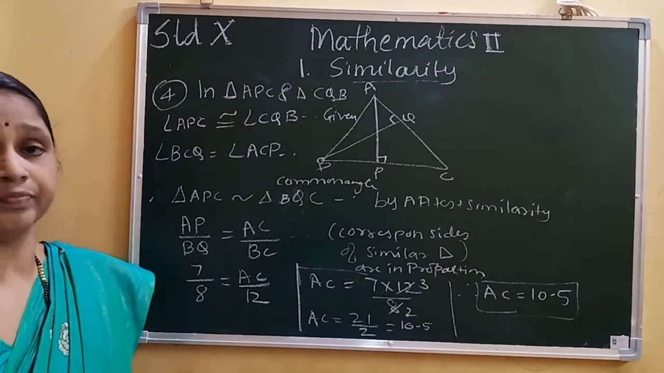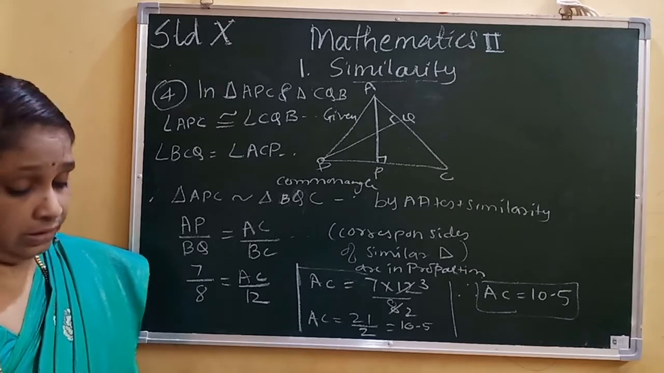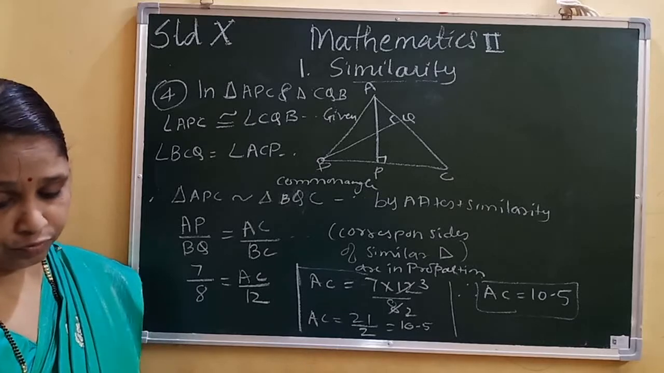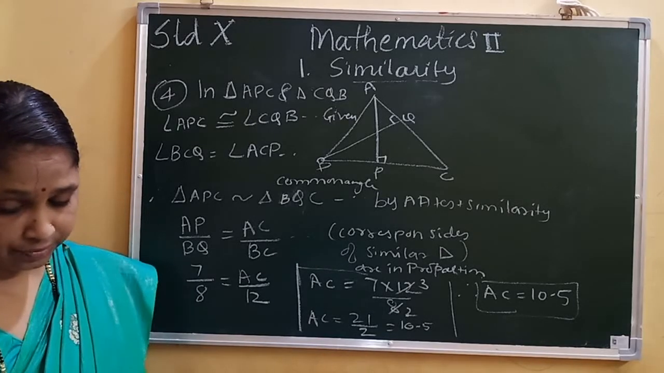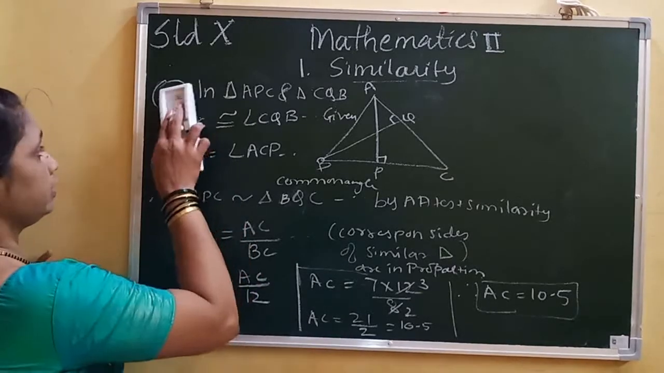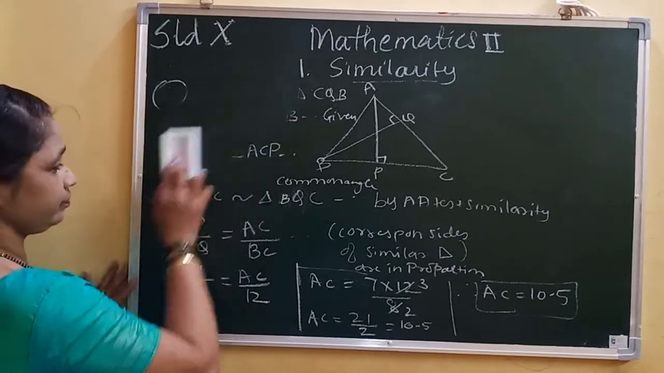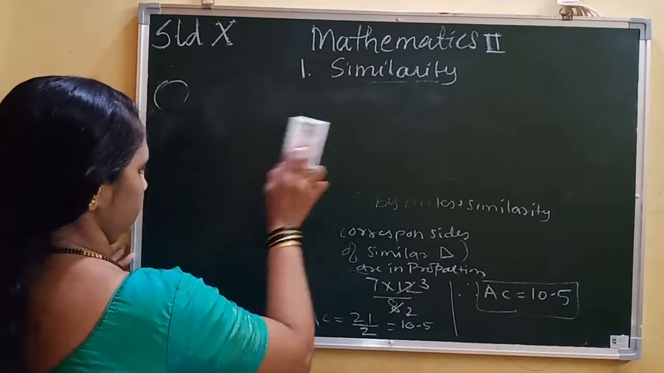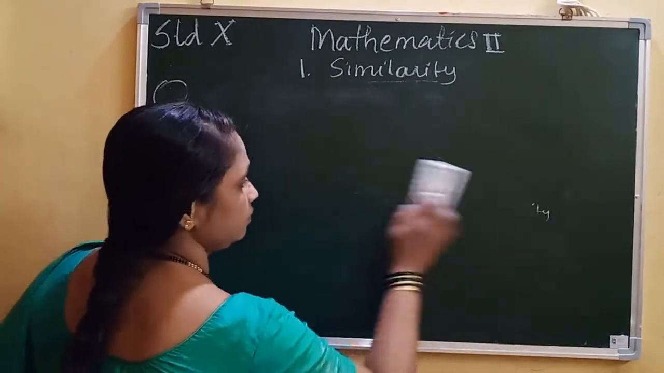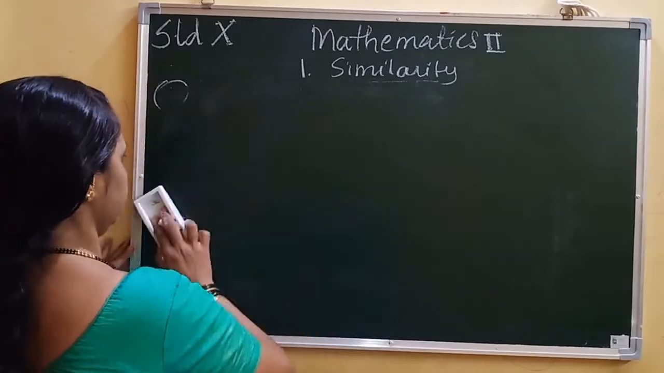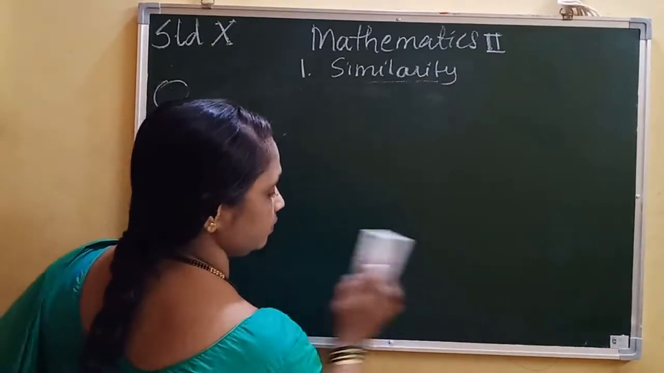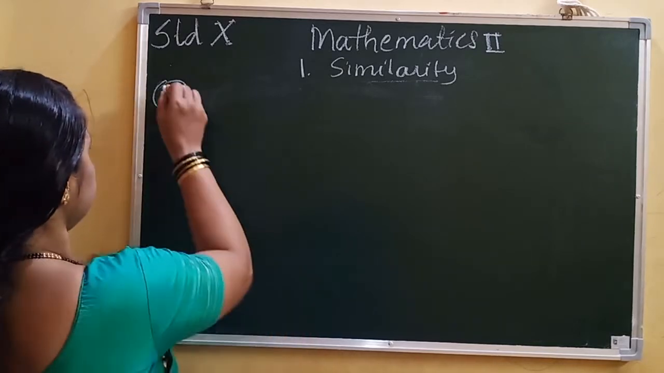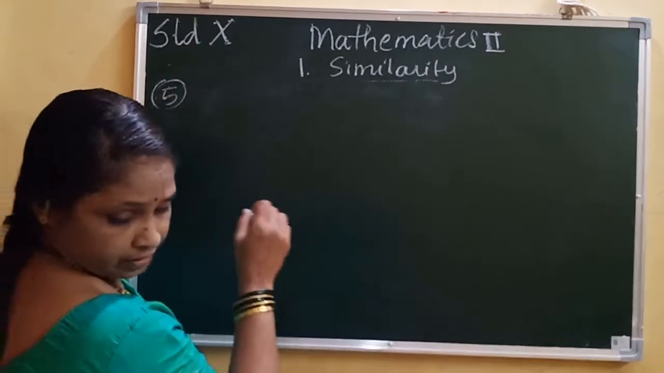Yes, 10.5. Now see question number 5. These proof theorems are very easy. We have to do the proof. So how to solve it in a simple way? See, fifth question. The figure is given in this way.